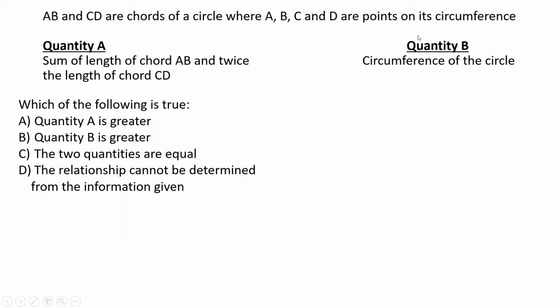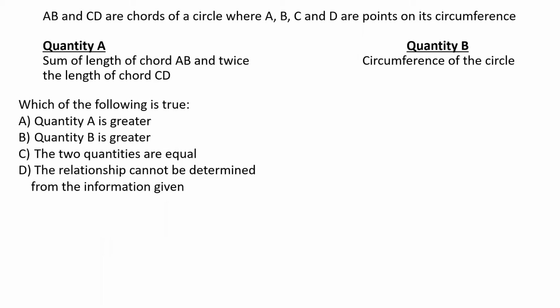AB and CD are chords of a circle where A, B, C, and D are points on its circumference. We are given two quantities. The first one, quantity A, is the sum of the length of chord AB and twice the length of chord CD. And quantity B is the circumference of the circle. We have to find the relationship between the two quantities and select the best option out of the four options that are given.